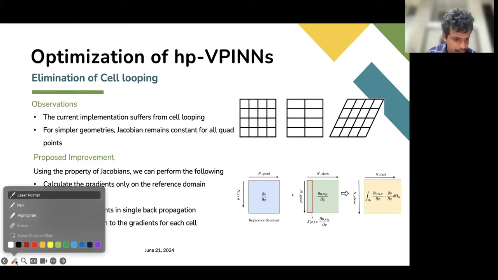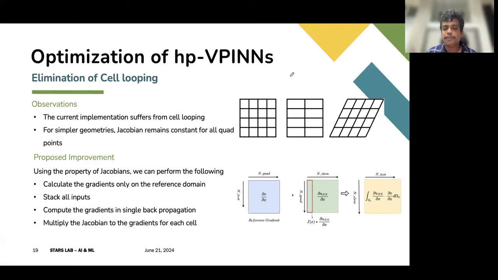So previously we had this calculation going for each of the cells, and we would loop through them to find it. But what we'll do now is concatenate the inputs of all the cells into a single vector, or a single dimension. So let's say in a 2D problem, it will be n cross 2, where n is your number of quadrature points. We pass it into a neural network as a single pass, and we obtain the gradients of all the solutions in a single backward pass.